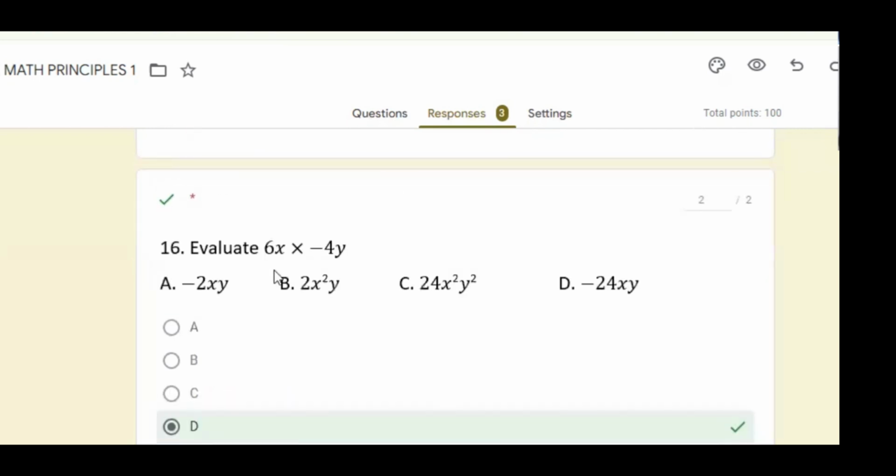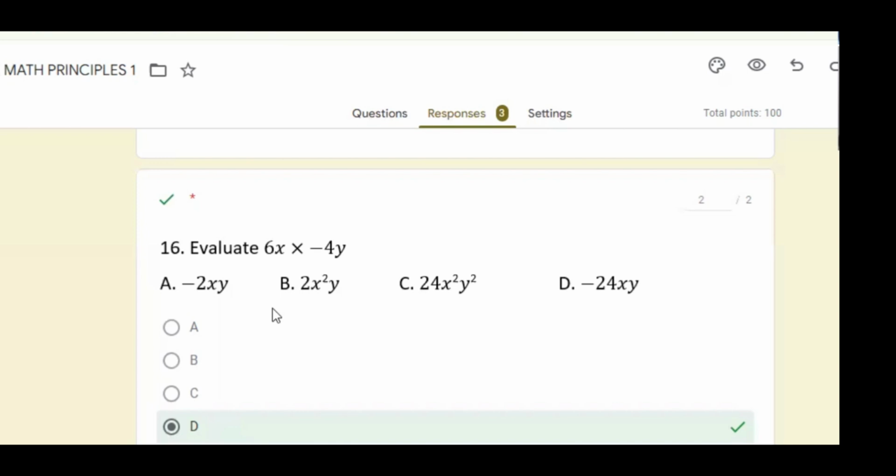This one, what do you do here? We are going to times 6x times negative 4y. So 6 times 4 equals 24.